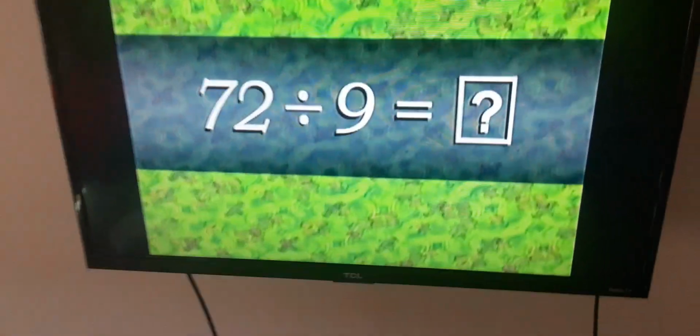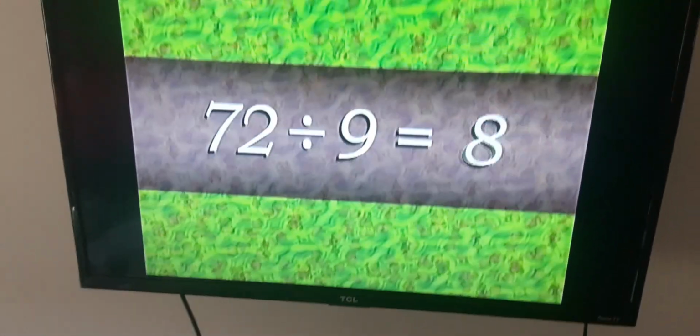54 divided by 9 is 6. 18 divided by 9 is 2. 72 divided by 9 is 8.